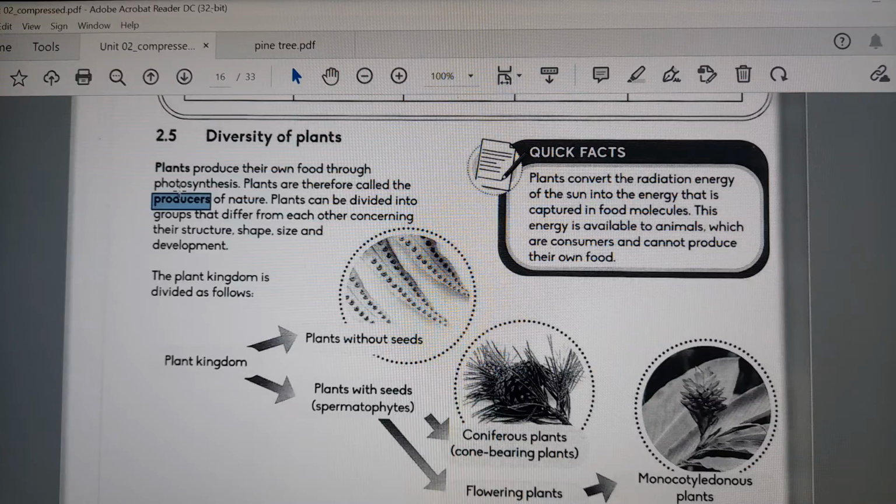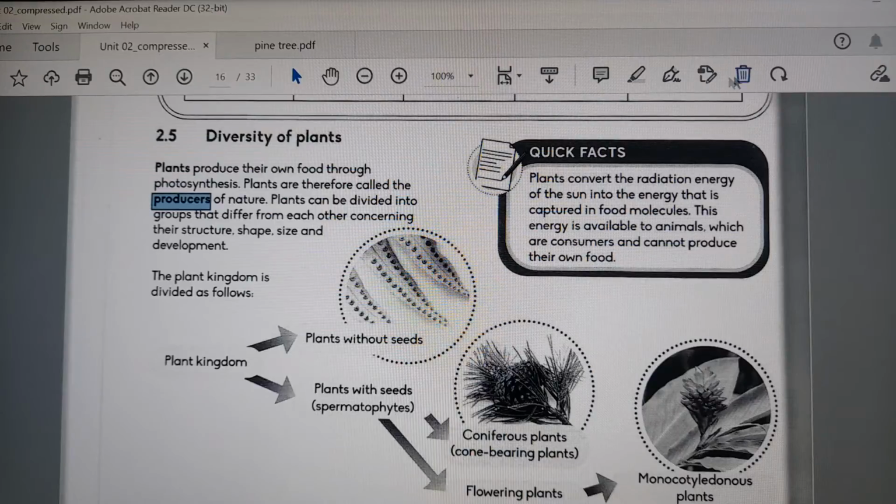And remember, we said the living organisms that can produce their own food, we call autotrophic. Autotrophic, you remember. And the ones that depend on others for food, on other animals for food, are called heterotrophic. Remember that. So producers are autotrophic and they are plants.